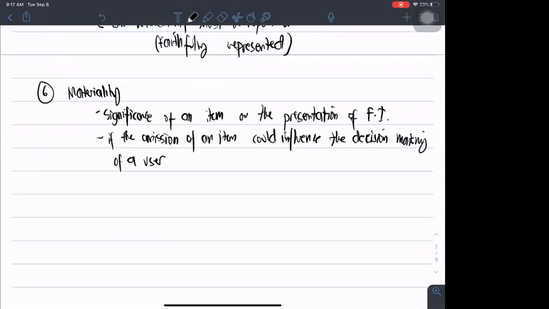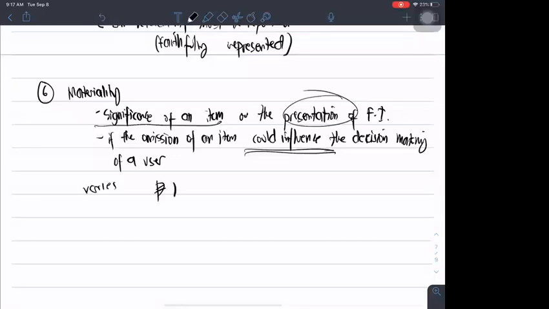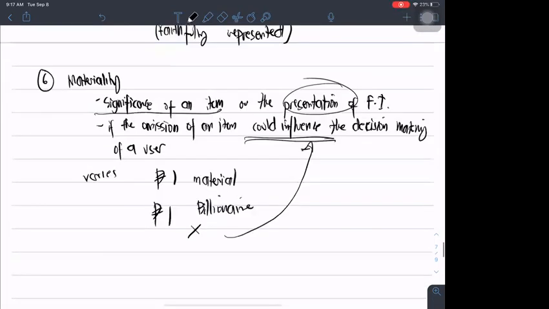So take note, significance over the presentation and could influence. So materiality is based on a particular person. There is no specific materiality. So it varies. Why? So for example, 1 peso is material to another person. And then we have here a billionaire. So may 1 peso na nawawala. Do you think the 1 peso is material to the billionaire? Not anymore, because 1 peso cannot influence the decision of the billionaire.